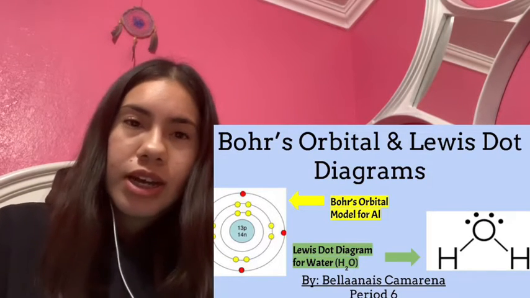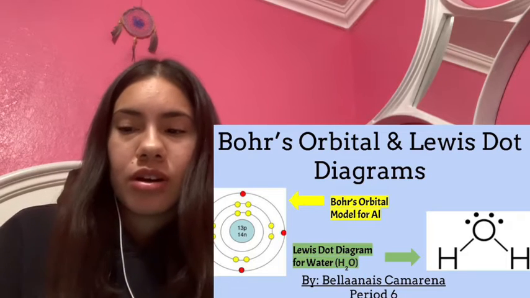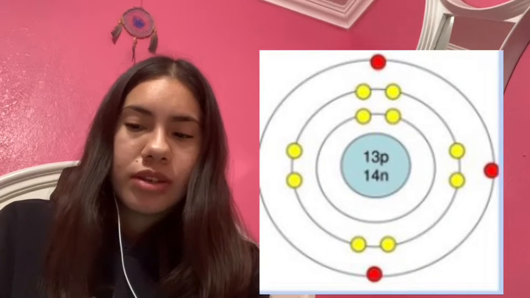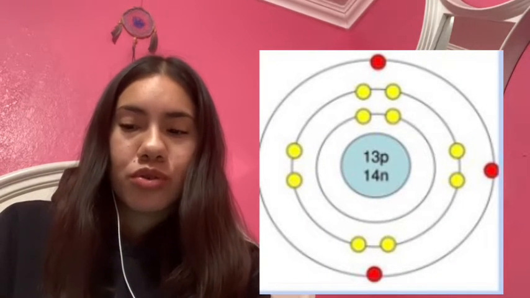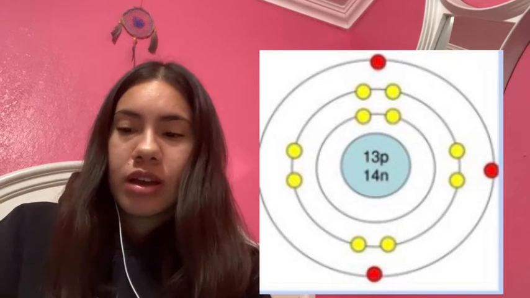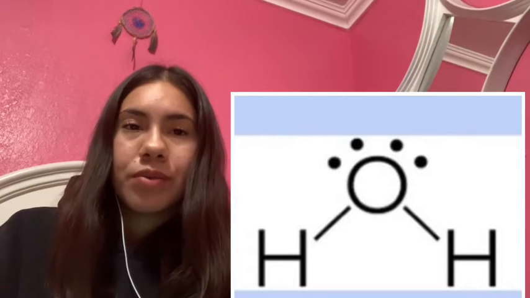And so on the slide, I put two images. The one on the left shows Bohr's orbital model for aluminum, and the one on the right shows the Lewis dot diagram for water. And I just wanted to give you a little sneak peek of how those two diagrams look, but we'll get into how they look later.